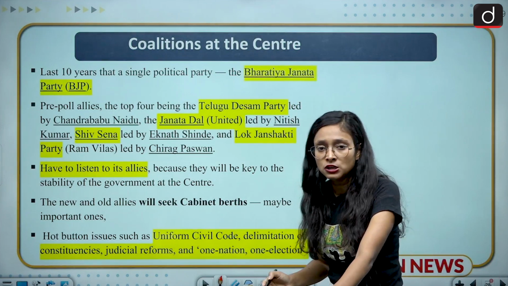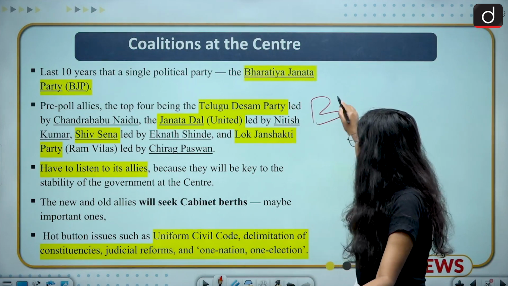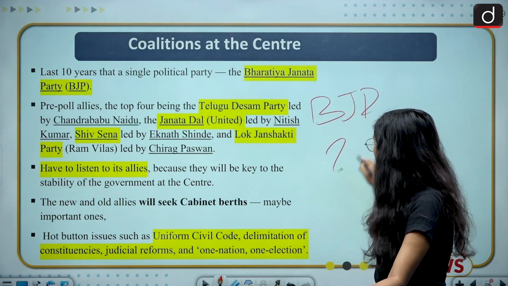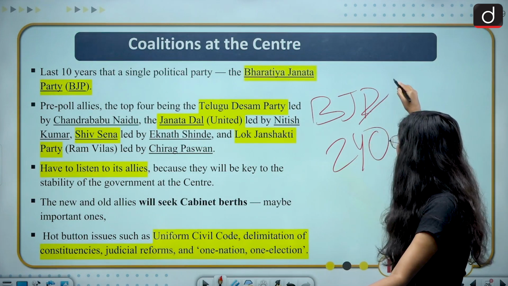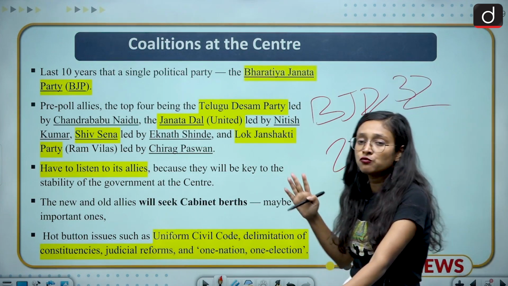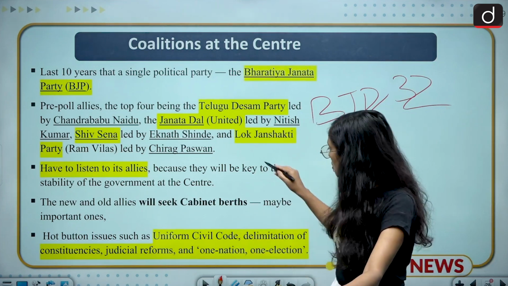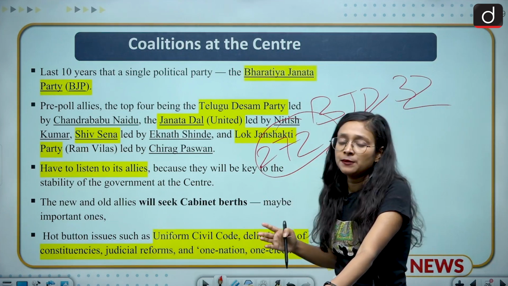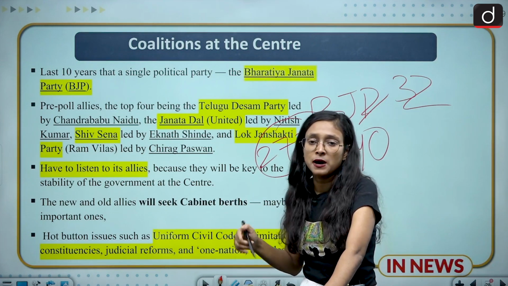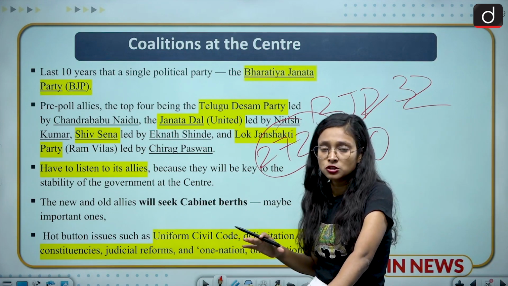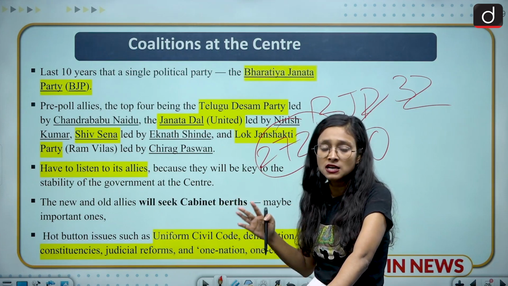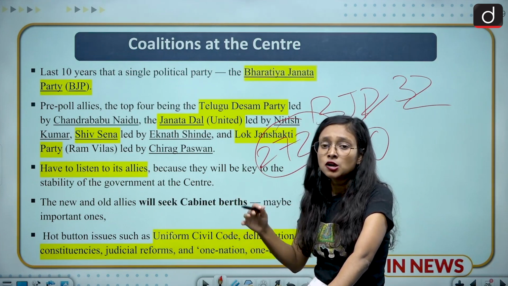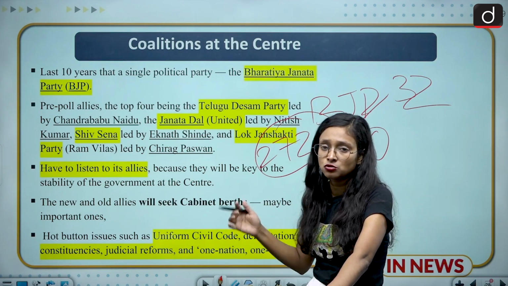As you already know, BJP had secured 240 seats. It means they need 32 more seats to form a government, because for a majority you need 272. So this time there will be a coalition government. For the past 10 years there was not a coalition government, because BJP is the largest single party and got the votes and seats according to the majority.